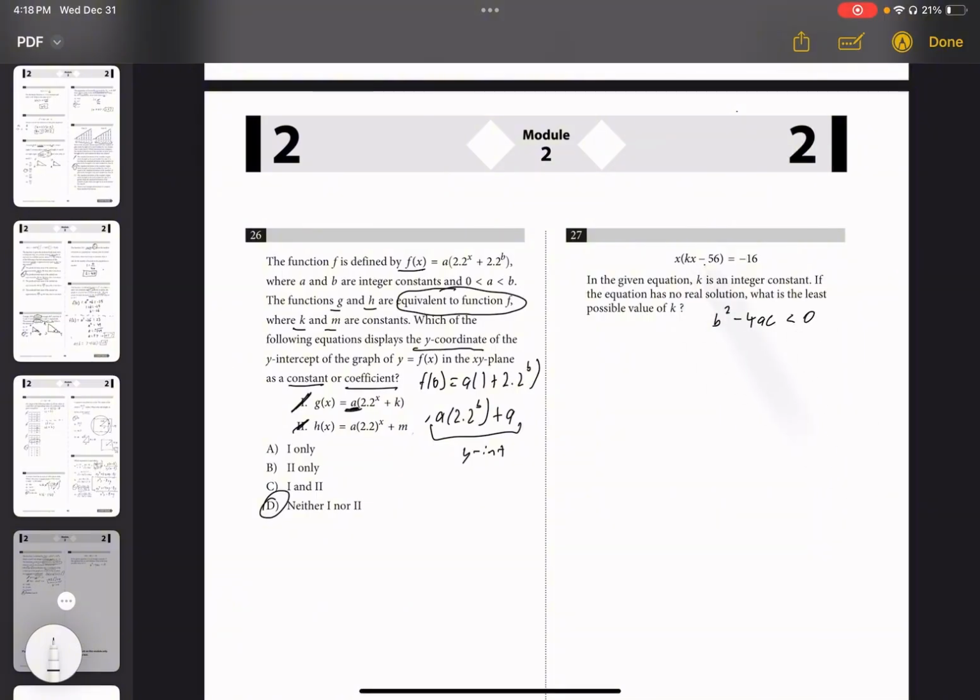So we're going to distribute this to make it into quadratic form. We have kx squared minus 56x is equal to negative 16. So we get kx squared minus 56x plus 16 is equal to 0. Now we could use this and plug it into the formula up here. So b squared, our b is negative 56. And we get negative 56 squared minus 4 times a, which is k, times c, which is 16, and this is all going to be less than 0.